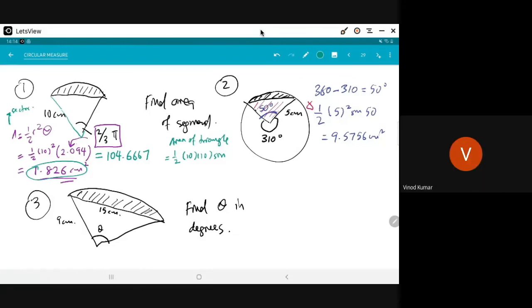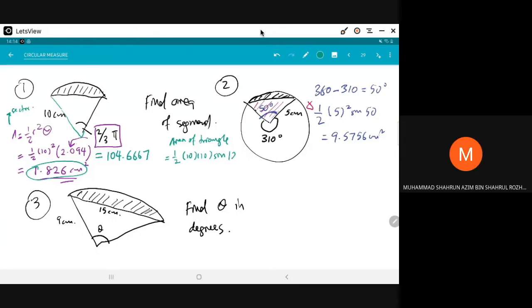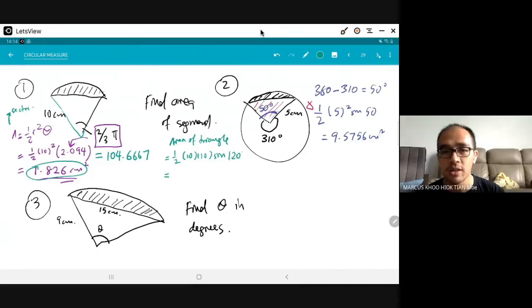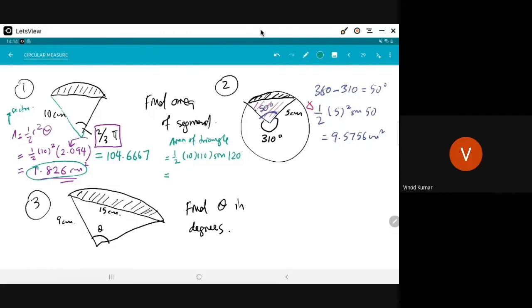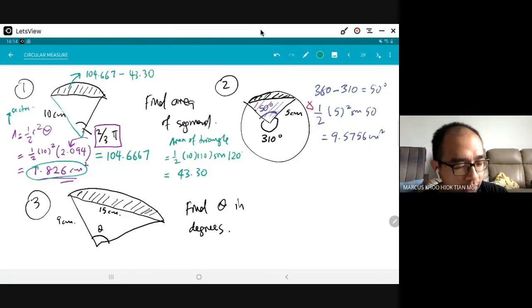120. What is 2 over 3 pi? Okay, 120. Yeah, 120. So what will you get? 43.30. Okay, so that means the area of this segment is 104.667 minus 43.30. So Garrett, can you tell me how you got this 1.826? Where did this magical number come from?